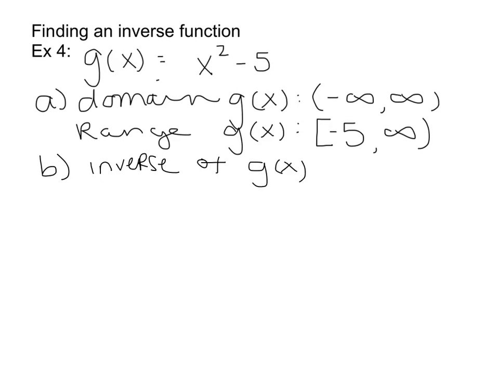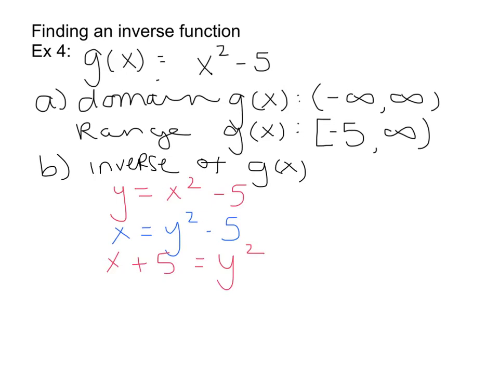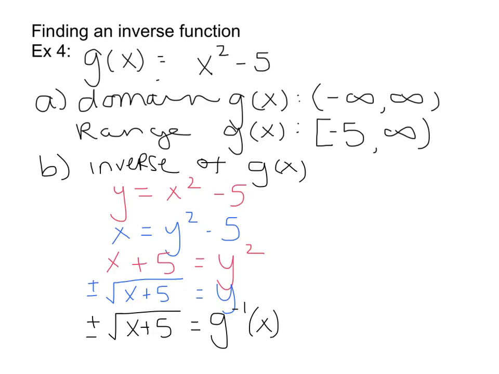Okay, so remember your first step. Change g of x to y. Second step, switch x and y. Third step, solve for y. To undo the squared, you're going to take the square root. And when you take the square root, it's plus or minus. And then your last step, rewrite it so that y is now g to the negative 1 of x. That negative 1 indicates that it's the inverse.